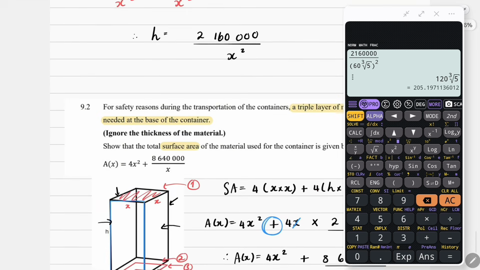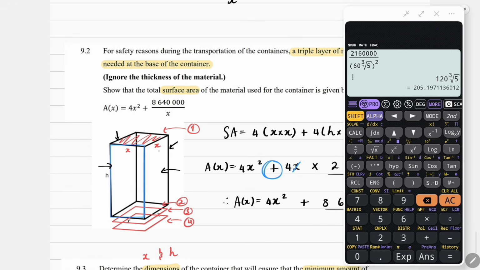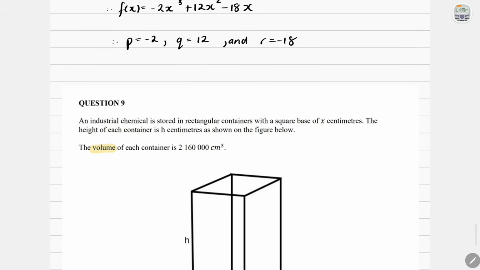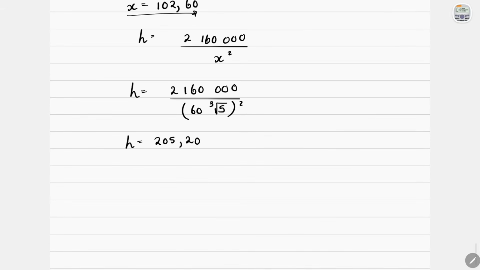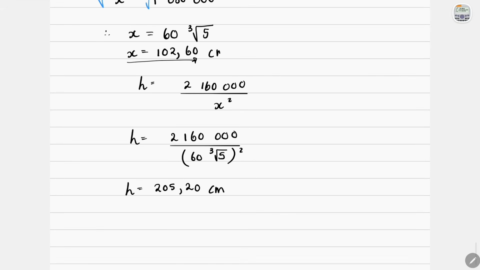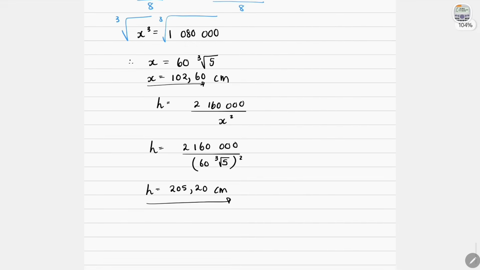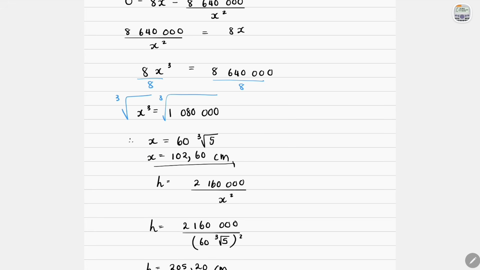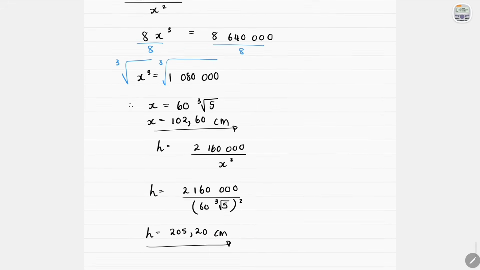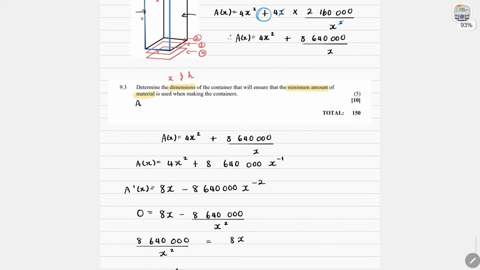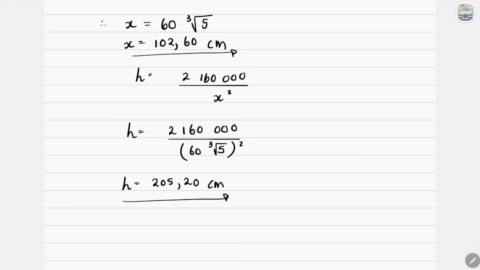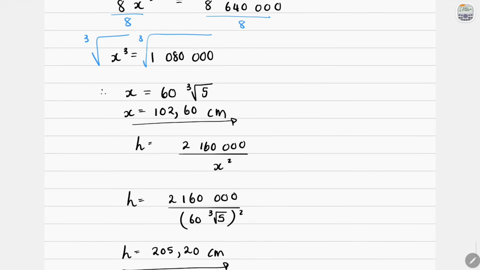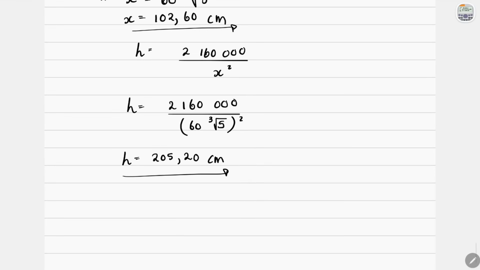They're both in centimeters, because the volume was in centimeters cubed, as we saw in the first question. So we can finally say that is centimeters, and that is centimeters, and that is our answer. Those would be the dimensions if a minimum area were to be used. Those are our answers for question 9, and that is it for question 9. That is the last question, and that is it for this paper. I hope you guys enjoyed it, and I will see you in future videos.